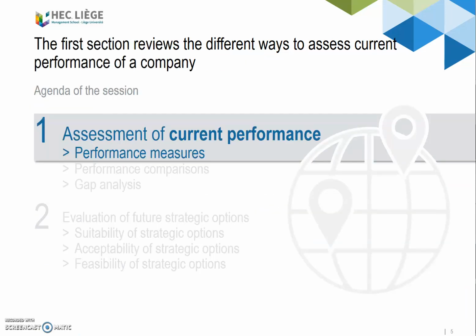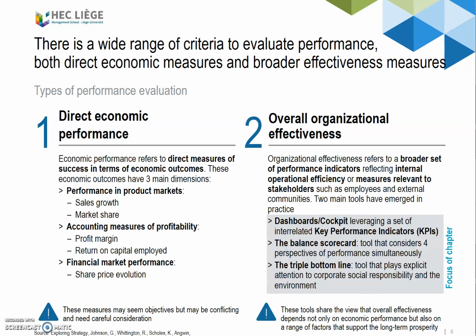So let's start on the current performance, and by focusing on performance measure. And the very basic manner to measure performance is through direct economic performance. Think about it, that's just metrics, that's just figures. You look at the market share, you look at the profit margin, you look at your share price. So that's here on the left. It's the most basic way to measure performance.